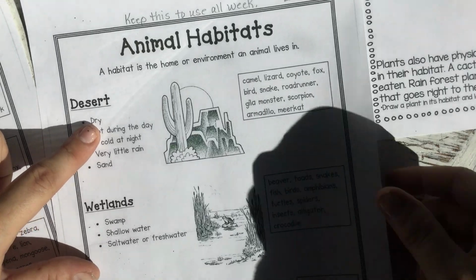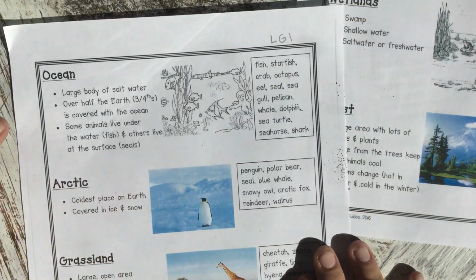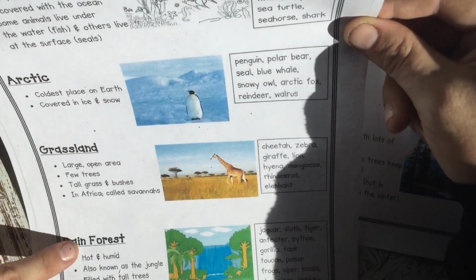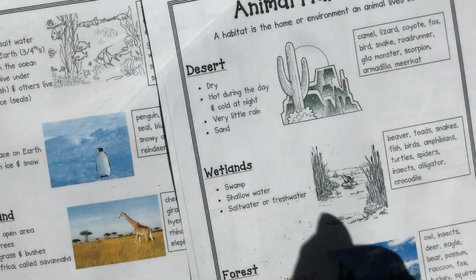We have the desert, wetlands, forest, ocean, Arctic, grassland or savanna, and rainforest or the jungle. We're going to be talking about all these habitats this week.